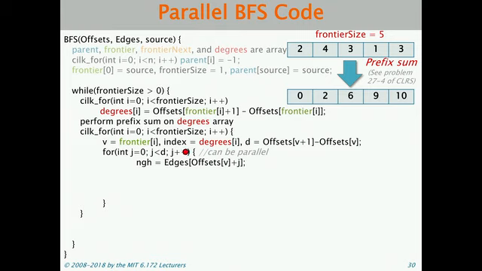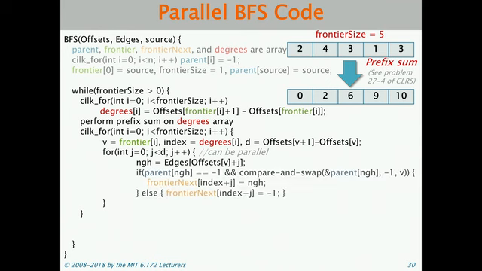To get the neighbor, I just index into this edges array. I look at offsets of v plus j. And then now I'm going to check if the neighbor has been explored yet. And I can check if parent of neighbor is equal to -1. If so, that means it hasn't been explored yet. So I'm going to try to explore it. And I do so using a compare and swap.